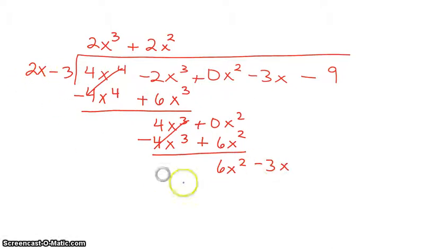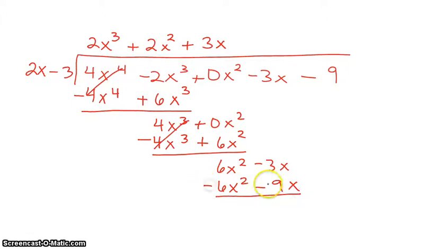So now 2x goes into 6x squared how many times? Positive 3x. So 3x times 2x gives me 6x squared. And then 3x times negative 3 gives me negative 9x. And then I remember to change the sign, so it's a minus and a plus. So these cancel again, and I'm left with 6x. And then I bring down the minus 9.